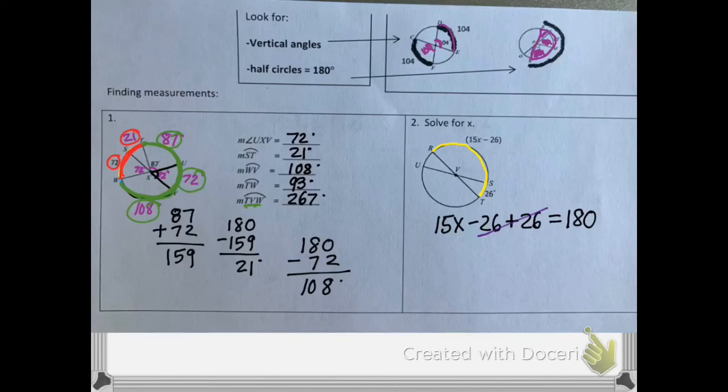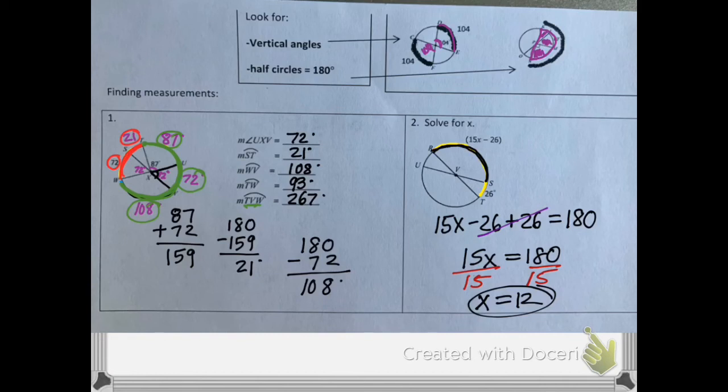So my constants here cancel out, negative 26, positive 26, so I'm left with 15x equals 180. And then the last step is to divide both sides by 15, and I get x is equal to 12. A second route you could have created in order to find the missing variable is to figure out what just this arc is equal to. And you could have done that by taking 180 and subtracting 26 from that, which would give you 154 degrees. So you could set 15x minus 26 equal to 154, and then you would get the exact same answer. You get x is 12.